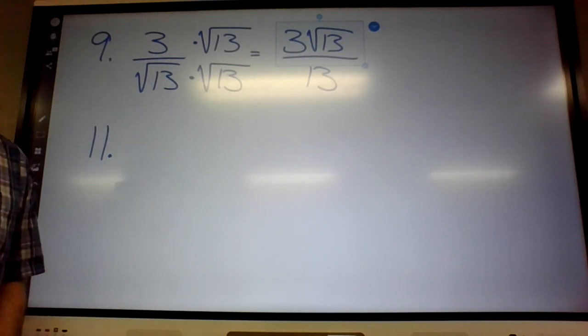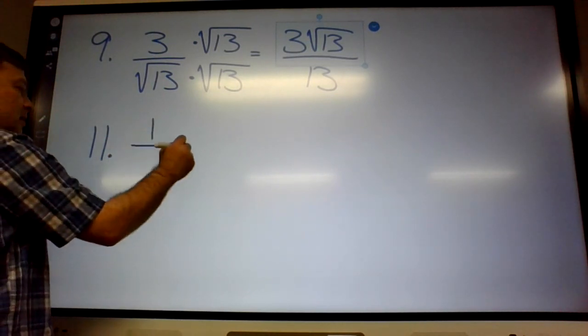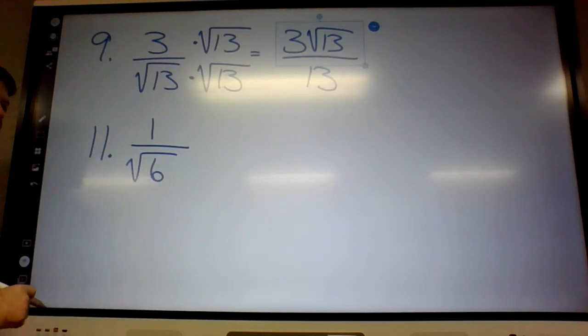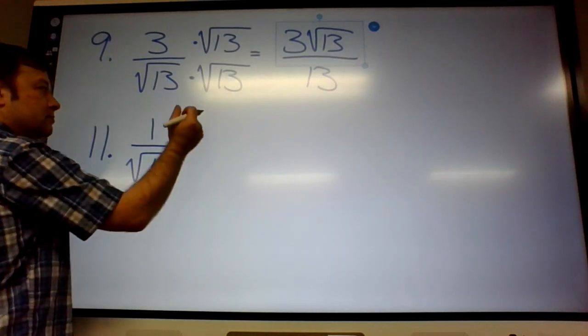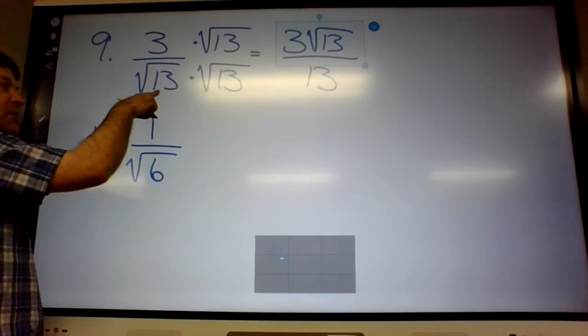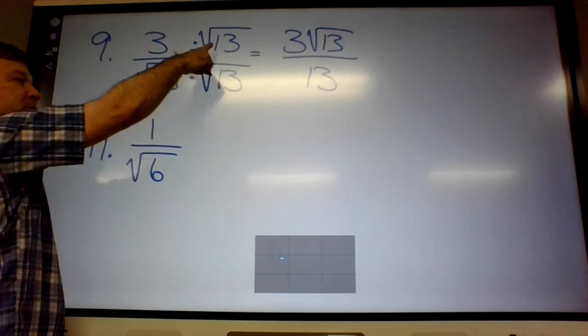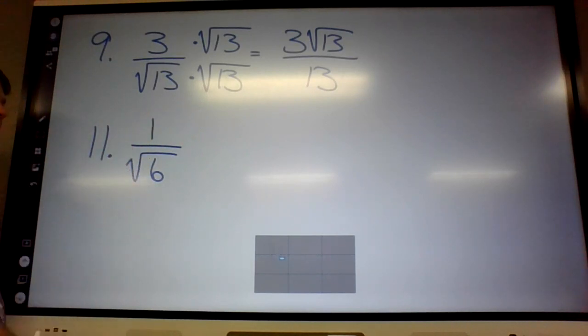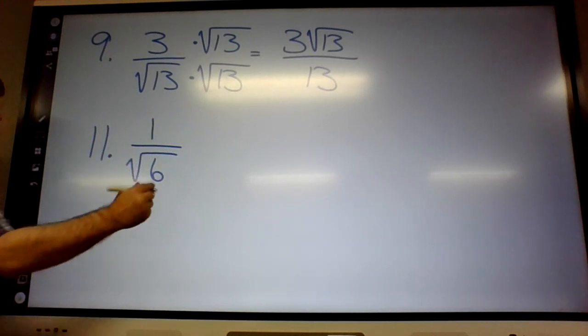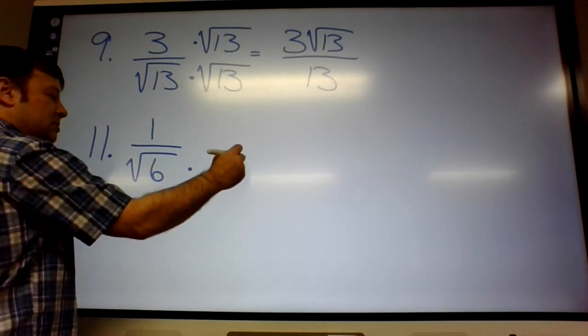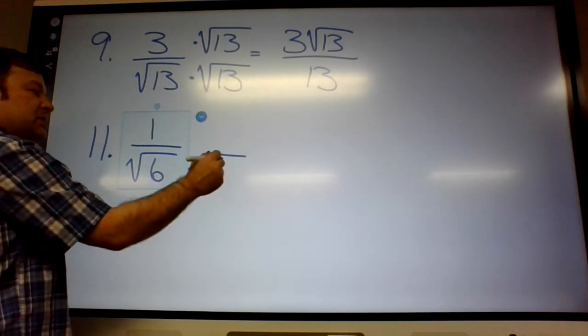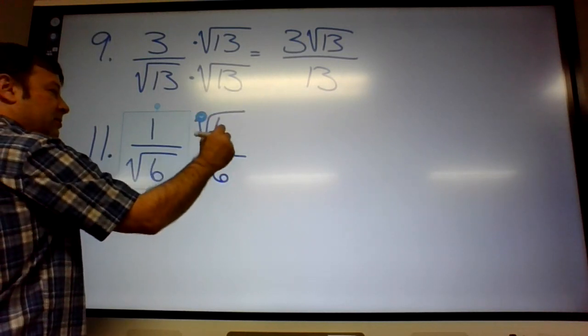Okay, 11. So we got a square root of 6 on the bottom. Do you know how we're going to handle it? Okay, so on the last one, we had a square root of 13 right here. And he said multiply the top and bottom by square root of 13. So what do you think we should do on this one? Yeah, by just itself. So multiply top and bottom by square root of 6.